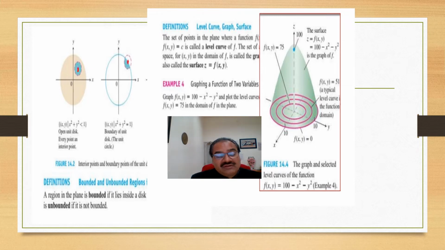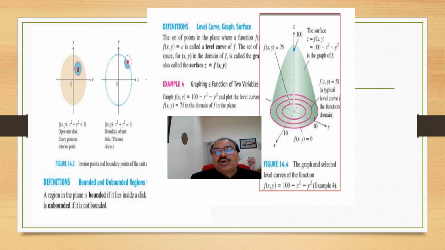Bounded and unbounded regions in the plane: what is the meaning of this? A region in the plane is bounded if it lies inside a disk of fixed radius. A region is unbounded if it is not bounded. So these definitions may be utilized during the solution of numerical problems.